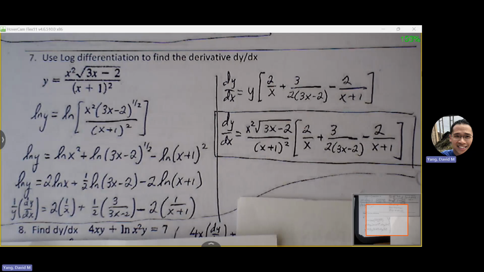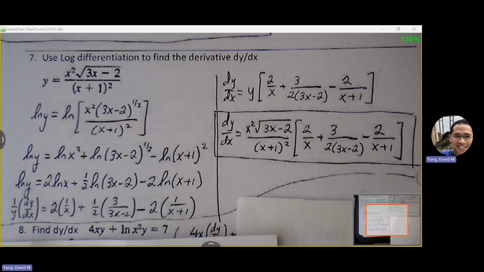Well, once we expand everything out on the right side, 1 over y dy dx is our slight implicit that will show up. And then we bring that y over to the right side, replace the y back in terms of x. Any questions with 7?